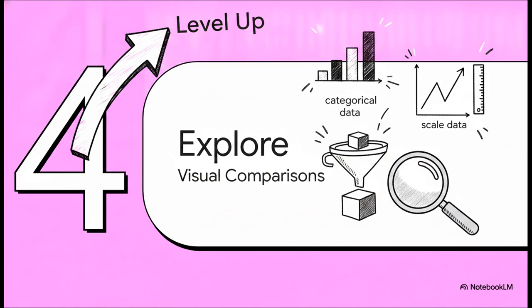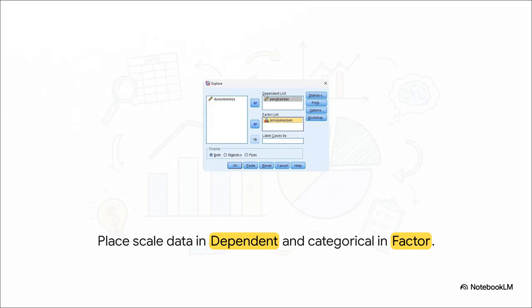We've got the basics down, but what if we want to dig a little deeper? When we want to combine both categorical and scaled data to actually compare groups against each other, we have to level up to this specific tool. In the Explore menu, the setup changes just a little bit. We place our numerical scale data, so income in this case, into the dependent list. Then we grab our categorical grouping data, the job type, and drop that into the factor list.